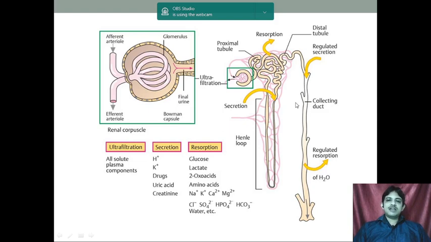And then secretion, again the tubular secretion. H plus, excess potassium ions, drugs, uric acid, and creatinine are secreted. Then there is some minor secretion and reabsorption, and then it is excreted as urine. So this is the normal physiology of the kidney and urine formation.